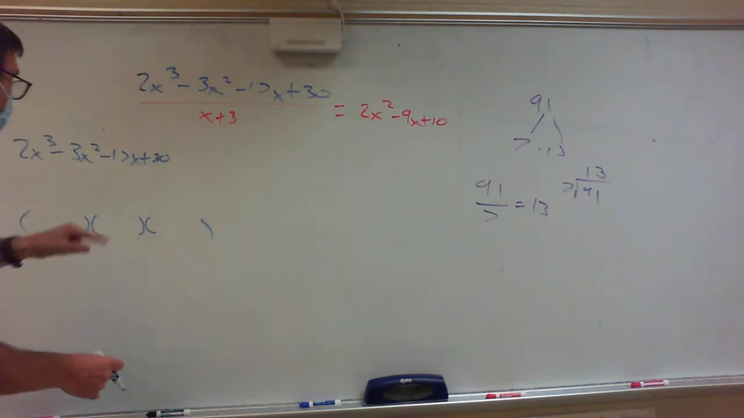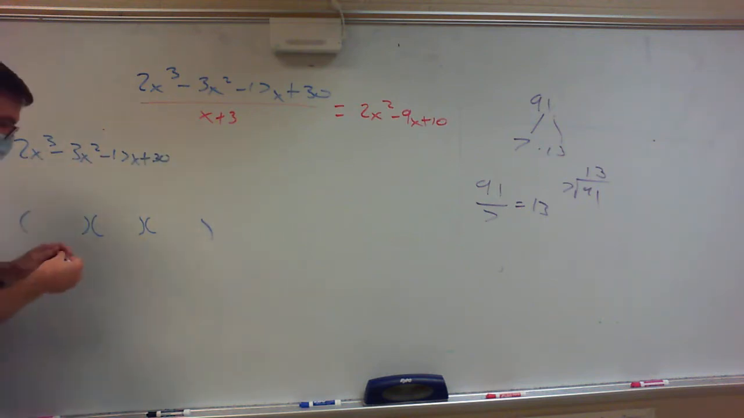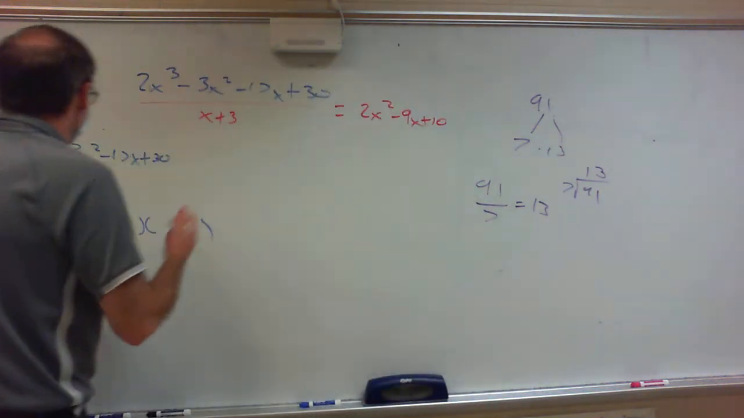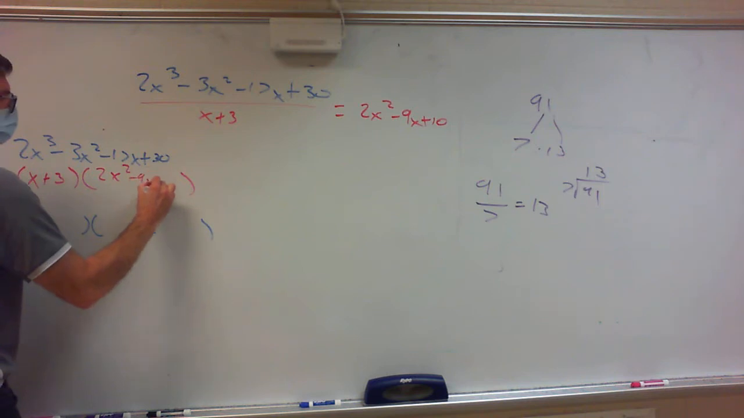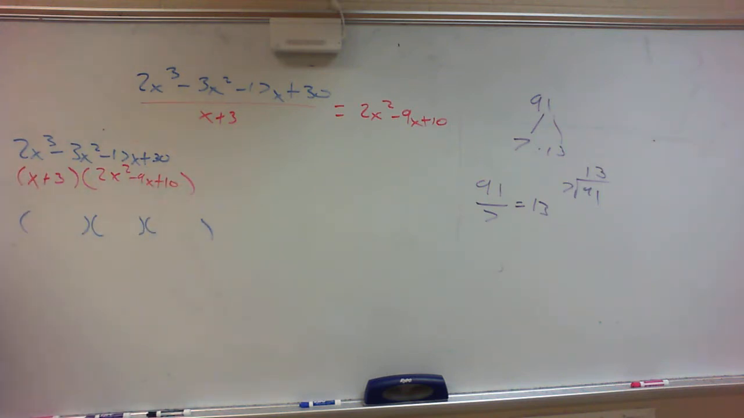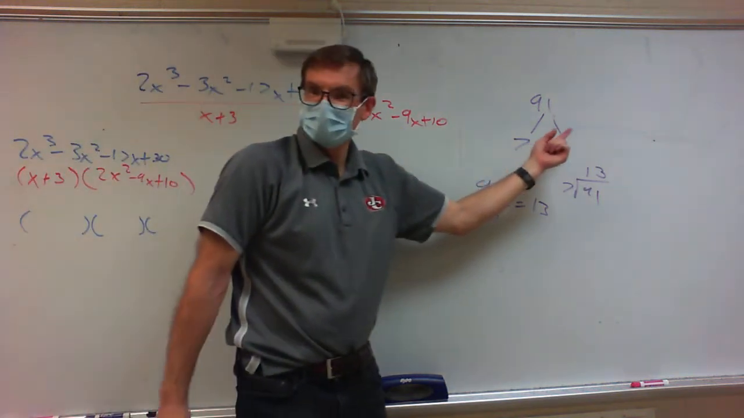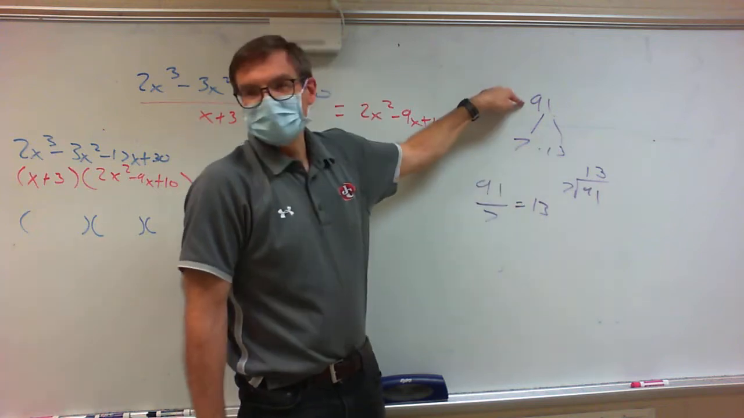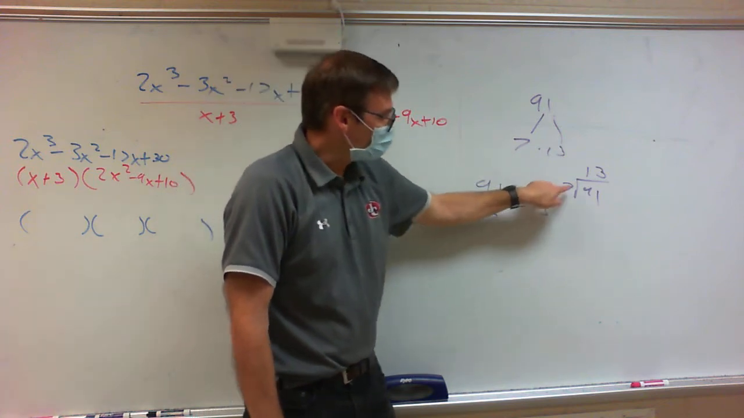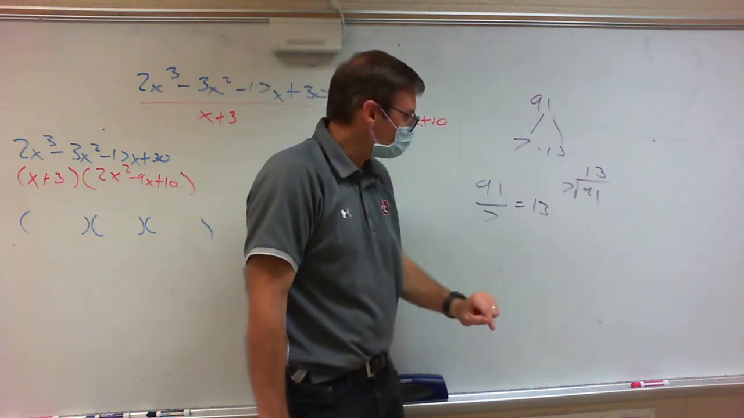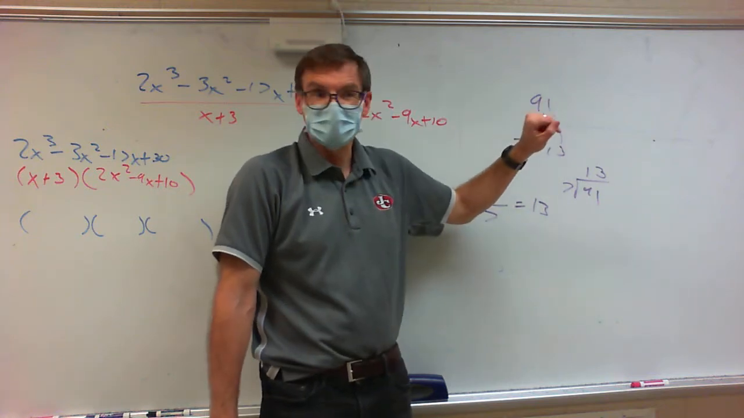So now I can say that this thing is equal to x plus 3 times what? 2x squared minus 9x plus 10. Does everybody see how that worked? It's the same thing we did with the number, isn't it? Our goal was to factor 91, but we didn't know what 91 was. But I told you 7 was a factor, so we divided 7 into 91, and we got 13. And so now we know that 7 times 13 is equal to 91.